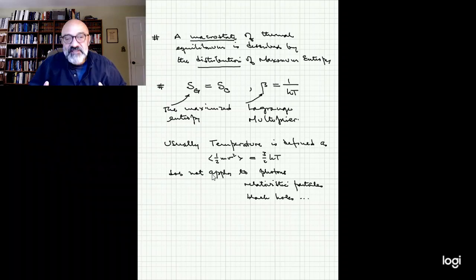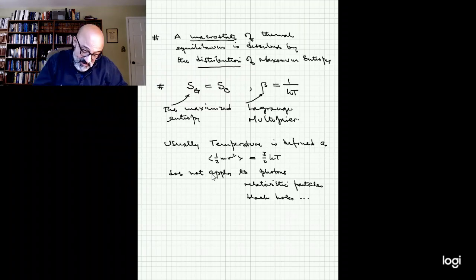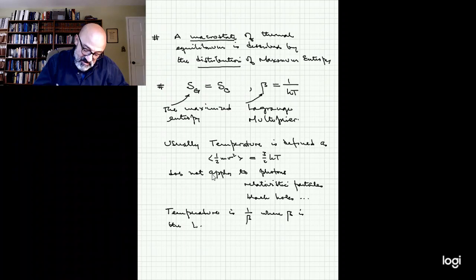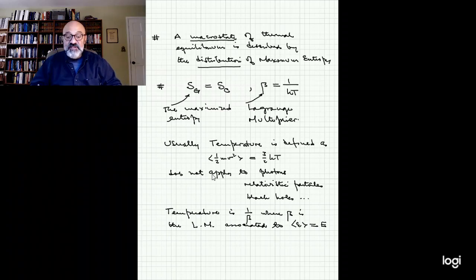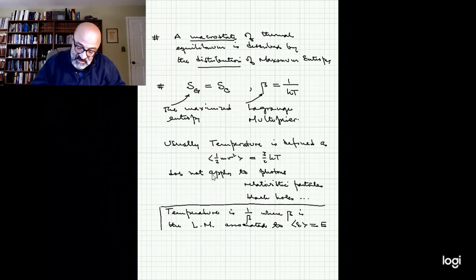So this temperature as being something defined as the expected value of kinetic energy is too limited. On the other hand, if you just say temperature is 1 over beta, where beta is the Lagrange multiplier associated to an expected value constraint on the energy, this is of universal applicability. No exceptions are known.